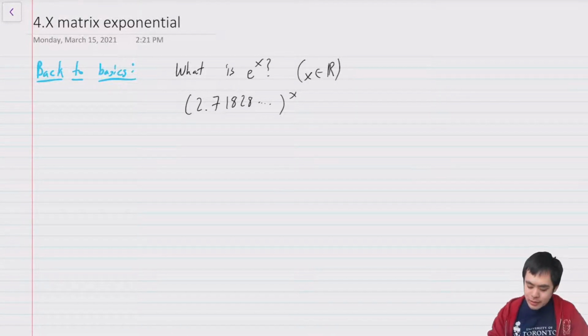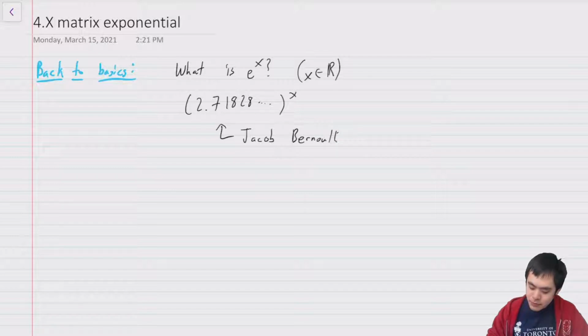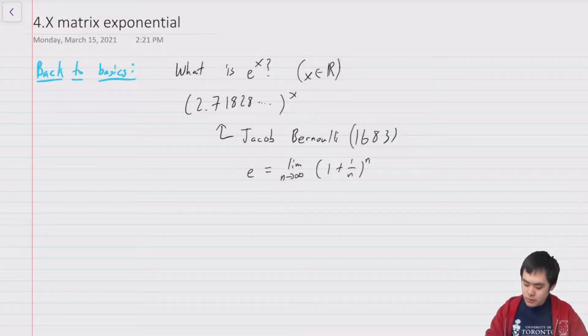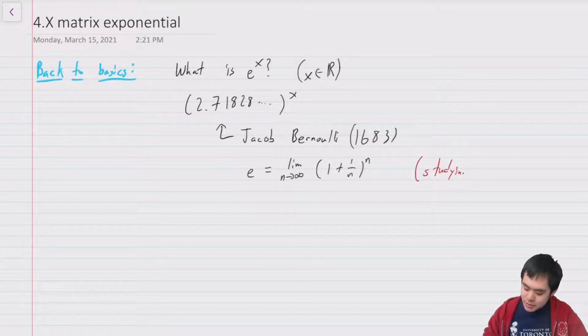Well, it turns out that this was something that Jacob Bernoulli figured out, one of the members of the Bernoulli family of mathematicians, in 1683. He figured out that you had some constant e, which is equal to the limit as n goes to infinity of 1 plus 1 over n to the n. And this was while he was studying compound interest.